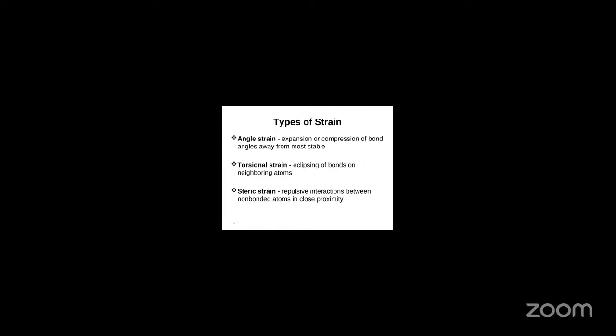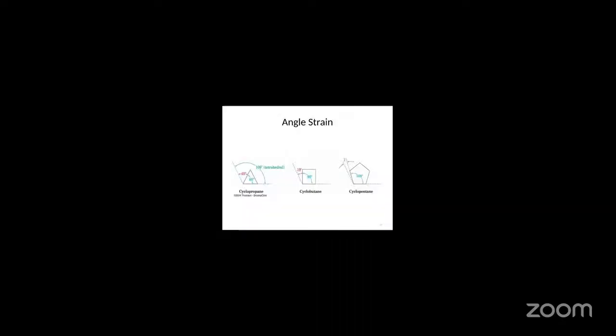So that's the three types of strain. You're expected to know the three types of strain. That is angle strain. You should be able to tell us what is angle strain, what is torsional strain, and what is steric strain. These are the things we're supposed to know as long as we're talking about Baeyer's theory. I've talked about angle strain; we've talked about this in class.